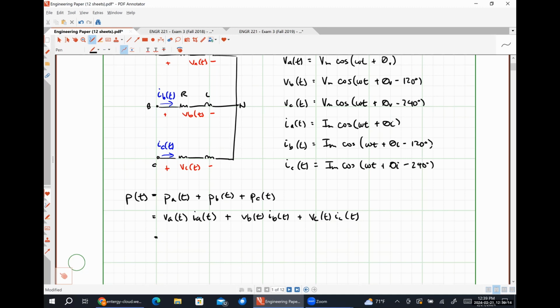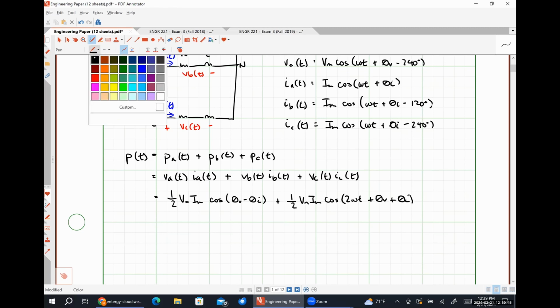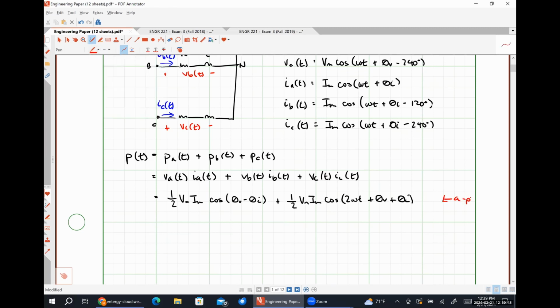And now I'm going to use that exact same trig identity that I've used multiple times in this class to multiply all those guys together, right? So that's going to look like 1/2 Vm Im cosine theta V minus theta I plus 1/2 Vm Im cosine twice omega t plus theta V plus theta I. I'm just going to make a note here. This is our A phase contribution.